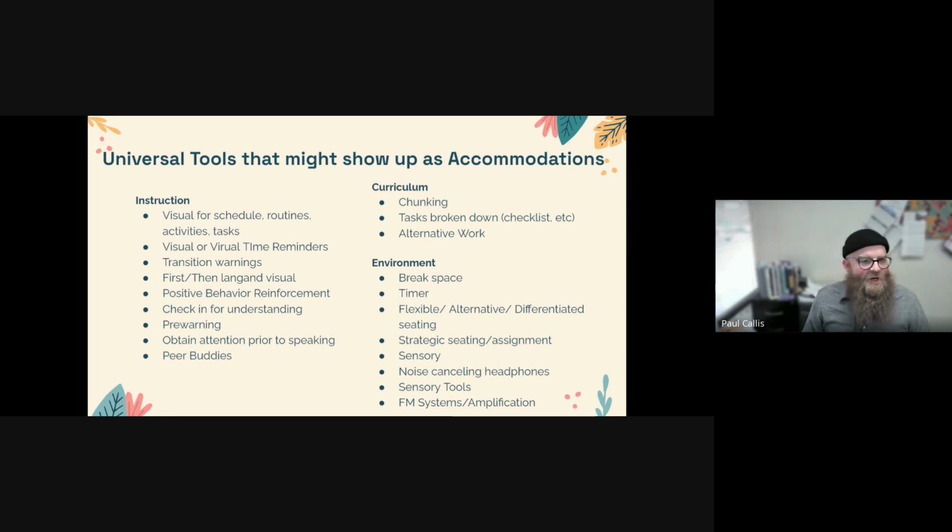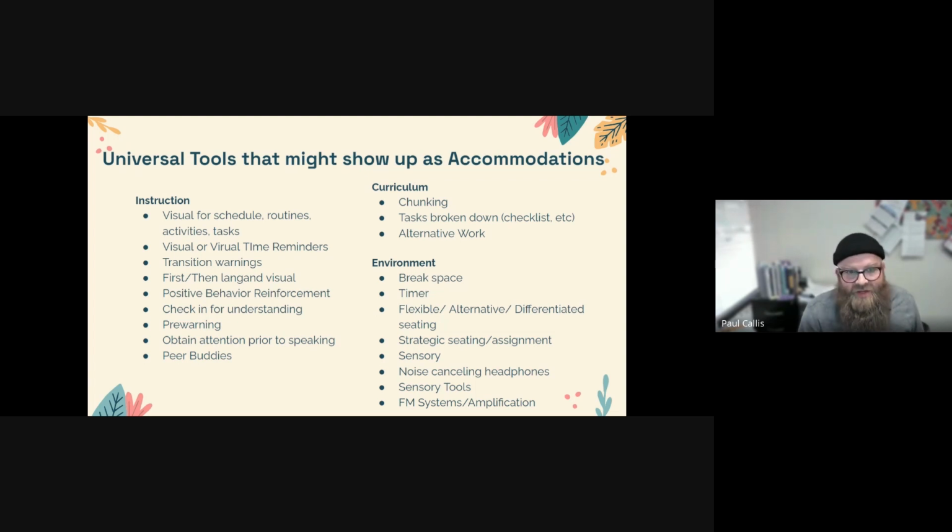And peer buddies. And this is something in special education we really try to maximize. These kids are going to learn more from their peers than they will ever learn from their teachers. So how are we using those relationships to help them be successful in our space?